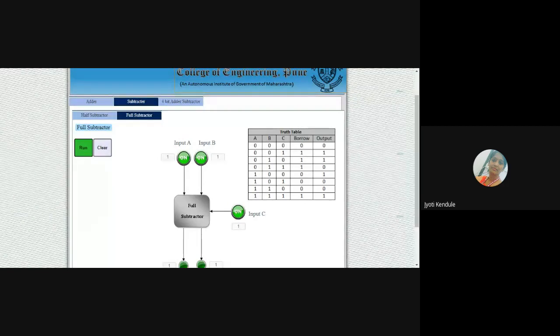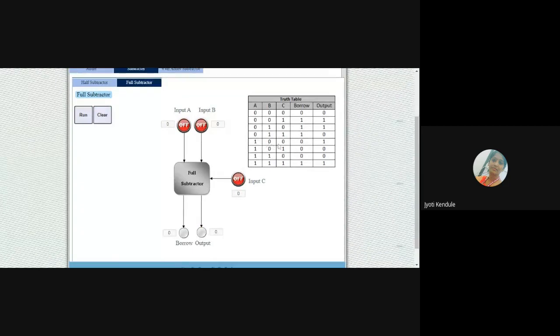In the full subtractor you can use any combination and verify the truth table. Okay. To clear this, you can check any combination. Let's take the 101 combination. A is 1, B is 0 and C is 1. 101. Both will be logically off. That means 1 minus 1, 0 comes. Run. We are getting the 0, 0.